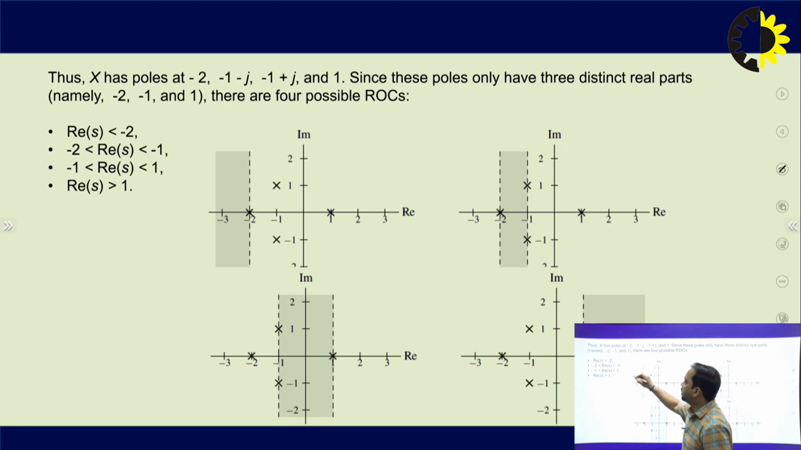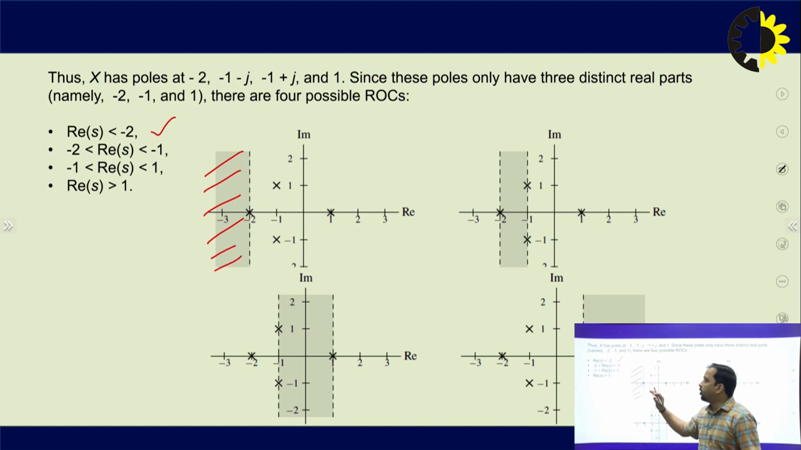This is the first case, and I have marked the ROC over here, that is, the real part of s less than -2, which means this is the left half plane. So as per the property of ROC, if the ROC is to the left of the leftmost pole and it is lying in the left half plane, definitely the signal is left sided.